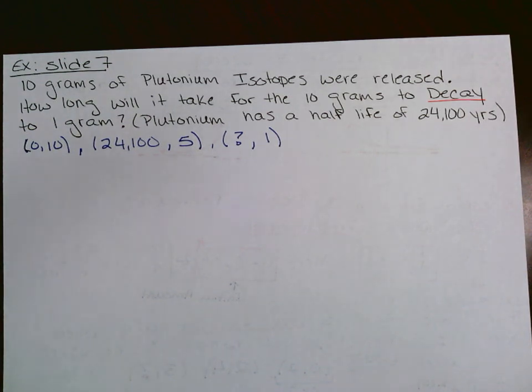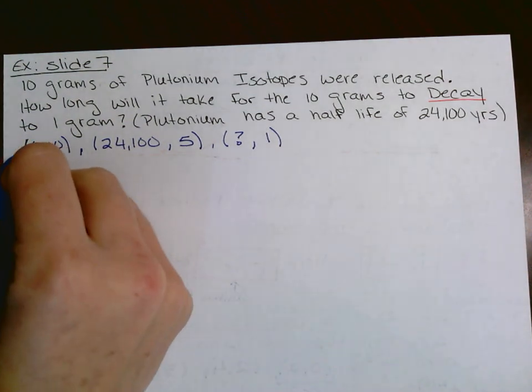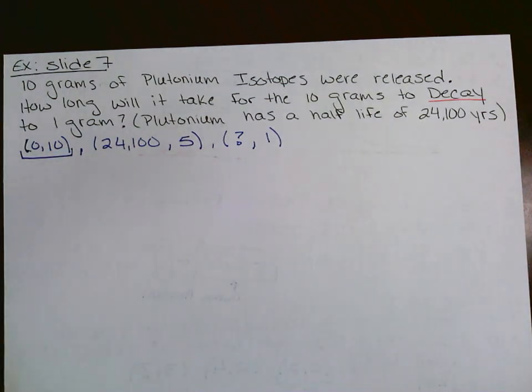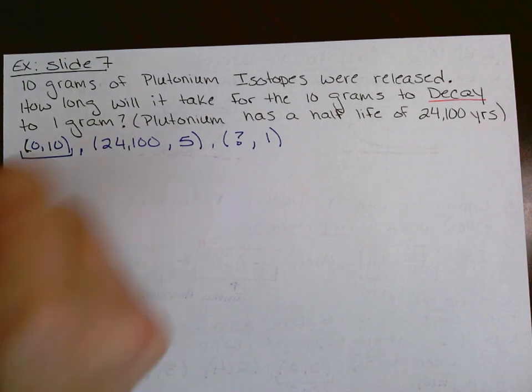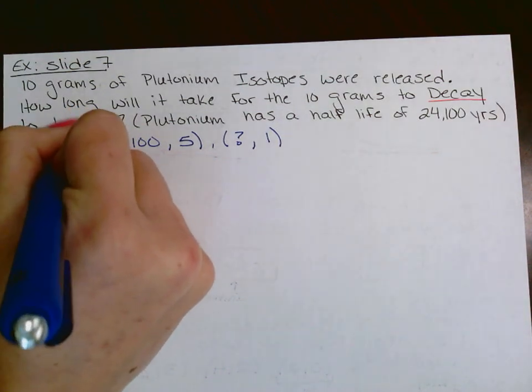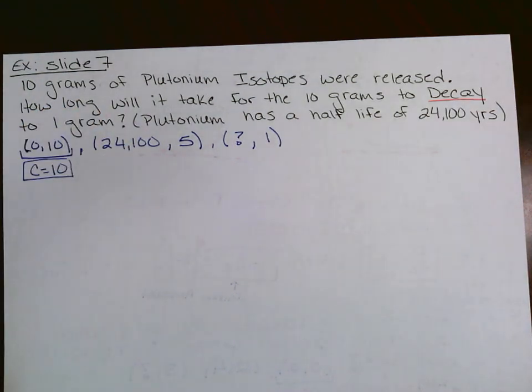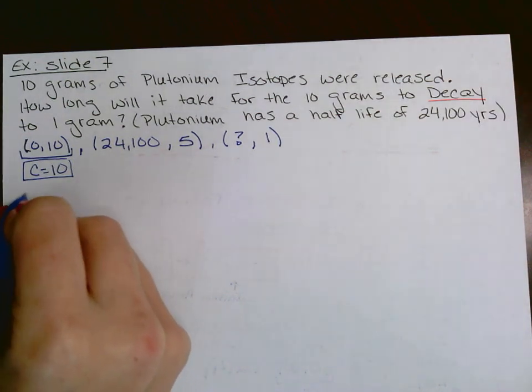All right, so again, we don't have to necessarily do our work for C. Whenever I have 0 as my time, it tells me my initial amount. So what is C? Nice. C is 10.